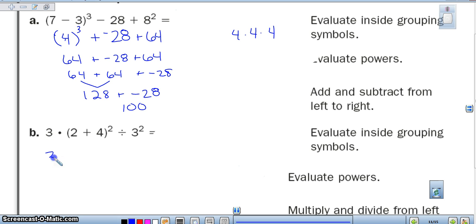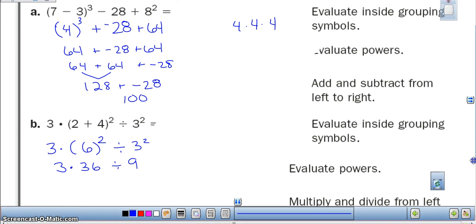Here's the work. 2 plus 4 gives us 6. 6 to the second power divided by 3 squared. Should we now be multiplying? Not yet. We have to get rid of our exponents. 6 to the second is 36, divided by 3 to the second, which is 9.